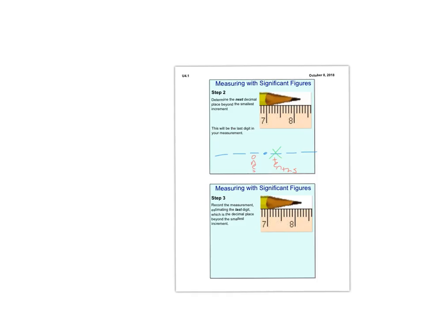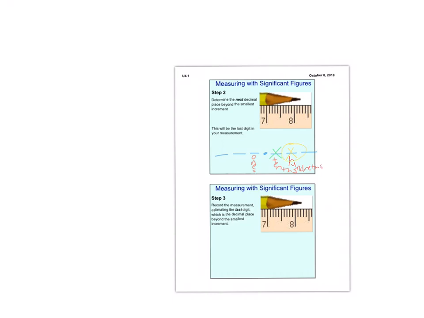Your next step after you figure out what the smallest increment on your measuring tool is, or again, what it's counting up by, so what these little lines are representing, your second step in the process is to determine the next decimal place after. So if this is counting by tenths, the next decimal place after will be the hundredths. And this is how far back your measurement should go.